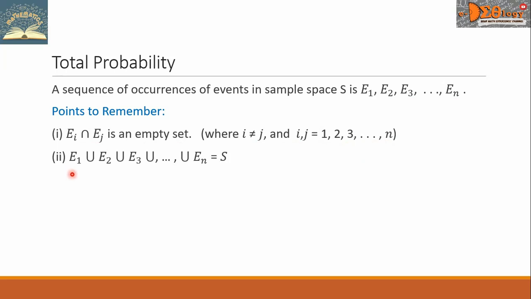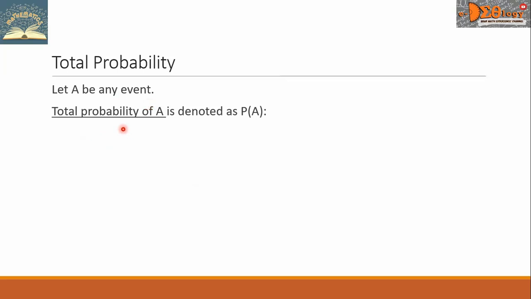Second point, E sub 1 union E sub 2 union E sub 3 union up to union E sub n equals the sample space. Point number 3, the probability of all events is positive. We let capital A be any event. Now, the total probability of capital A is denoted as P of A.